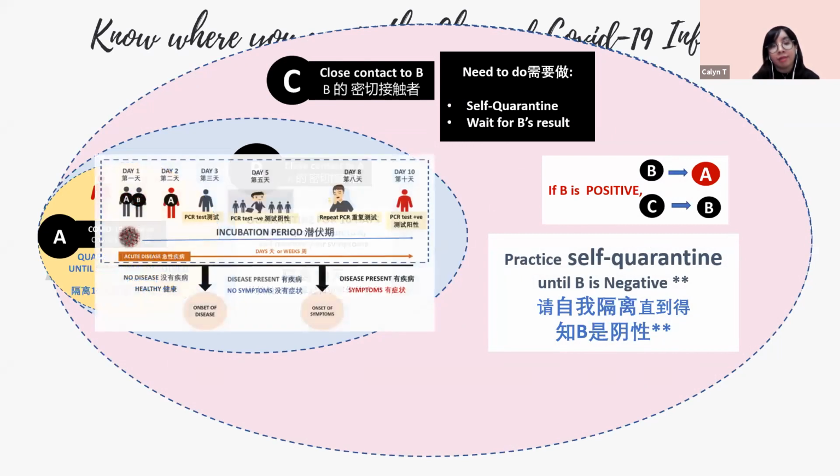When I say it's negative, it actually also depends on this cycle. Say that B has been negative on day 5, but B still has to quarantine until day 10 because the status is unknown. So it's actually safer for you to self-quarantine to be sure that when B is confirmed negative, you are confirmed negative as well. So this is something that we need to always know: where you are in the cycle. Whether you are A, B, or C, and always get updates on your close contacts.